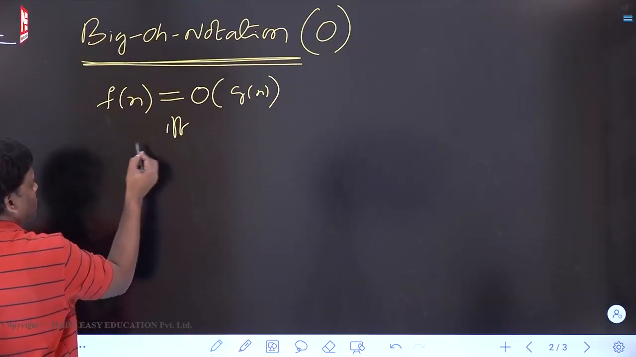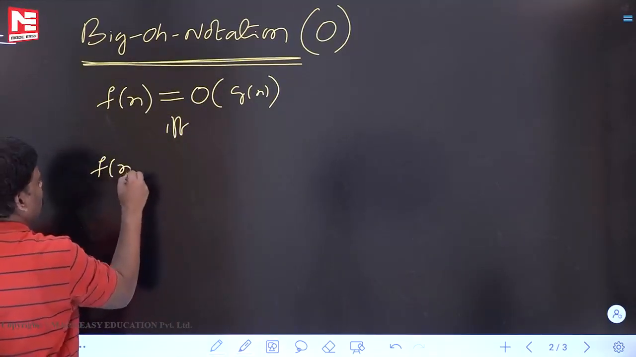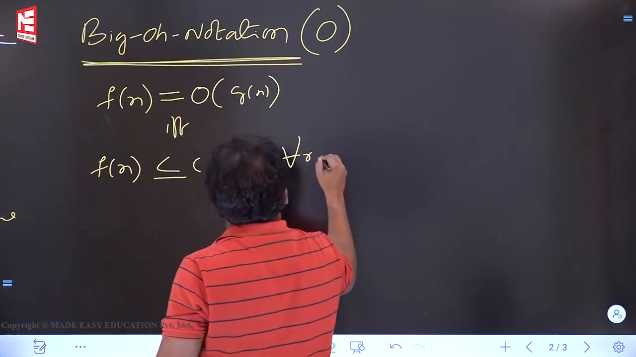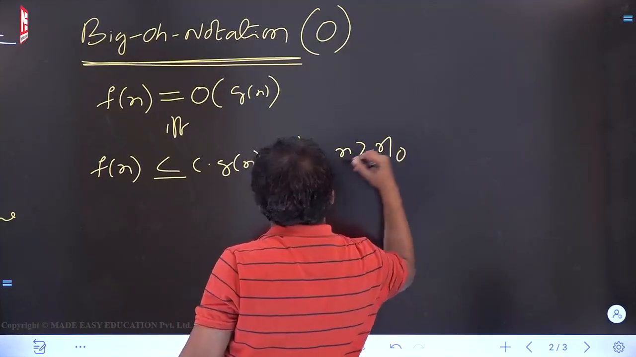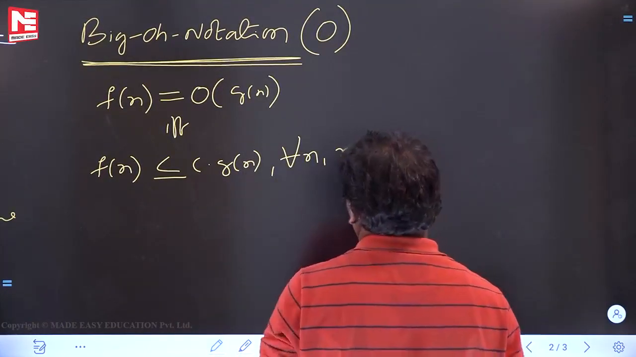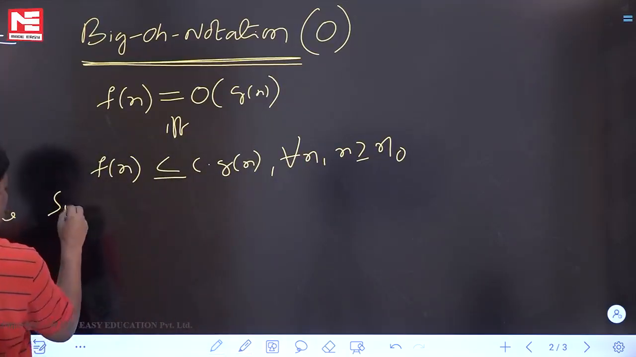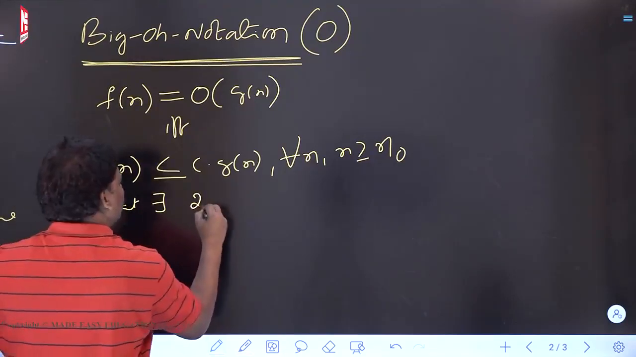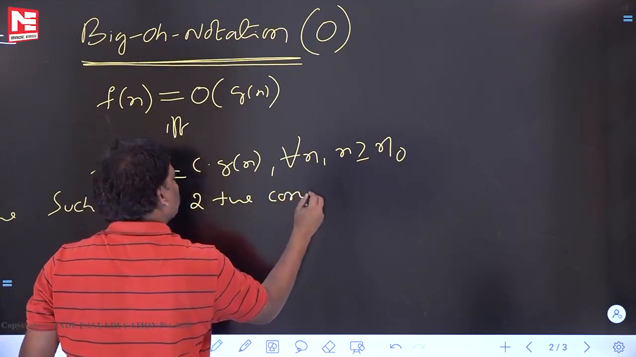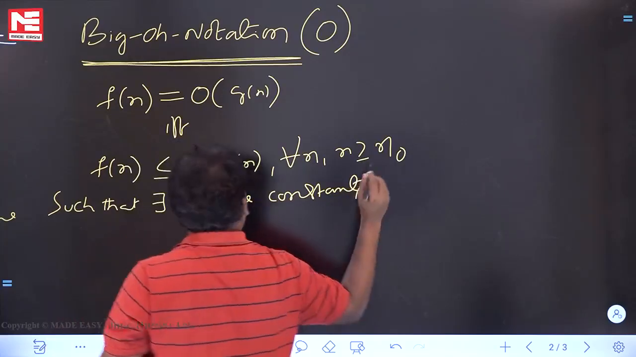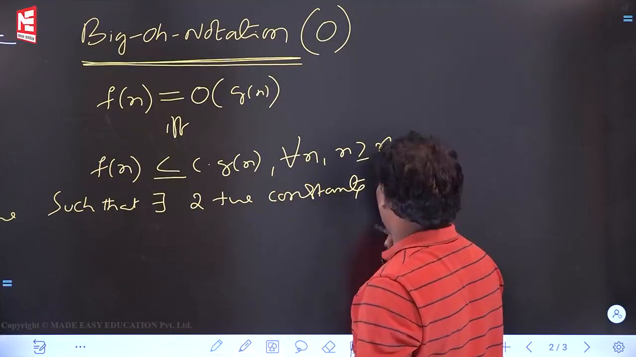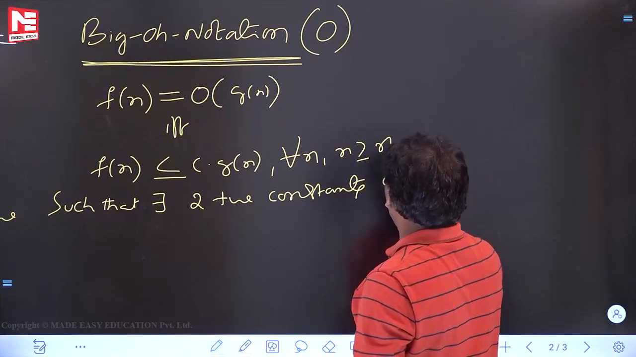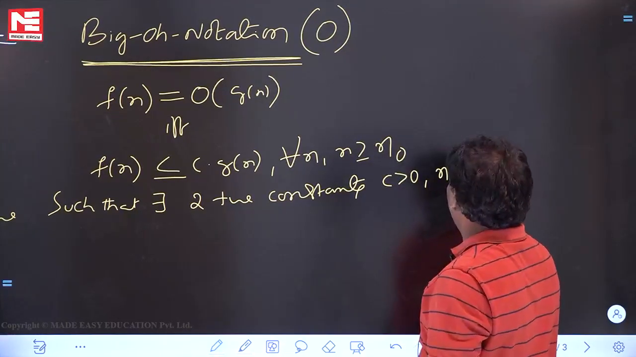Some people are asking, sir, what is the condition? If and only if, see the answer. This is the condition: f of n is less than or equal to some c into g of n, for all n where n is greater than or equal to n0, such that there exist two positive constants, c greater than 0, n0 greater than or equal to 1.